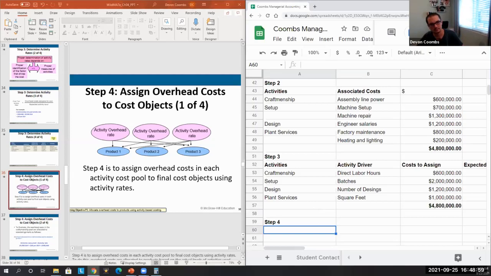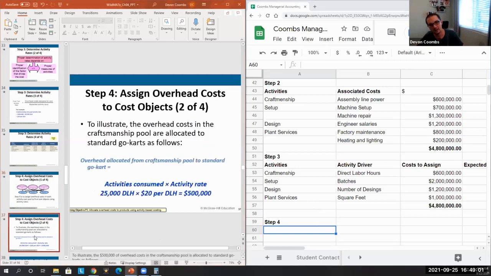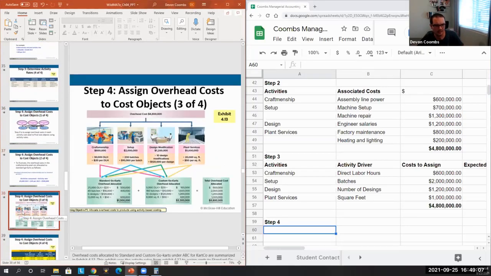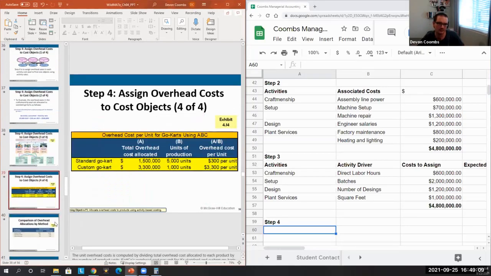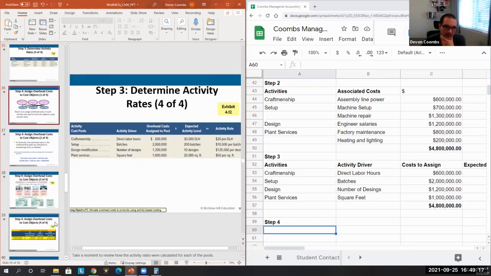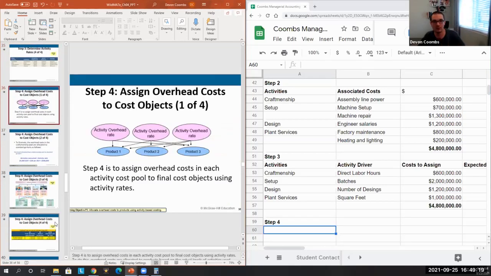So how do we assign the overhead cost to the cost object? All these charts, let's see. We're still building go-karts. This is all related to go-karts. It's the same fact set. It's just we're adding in these activity-based costs. So we're trying to figure out how to allocate each of these to the different products.